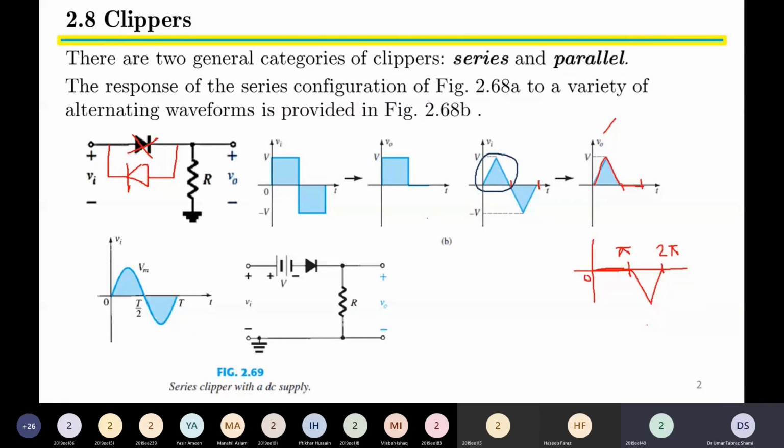No, clip means to eliminate. Clip means to cut off. So why we call this circuit a clipper is because this circuit is removing one certain part of the waveform. And that certain part depends on the direction of the diode connected. So this is the meaning of clipping. Okay, sir. Such a circuit is called a clipper. Okay, sir.